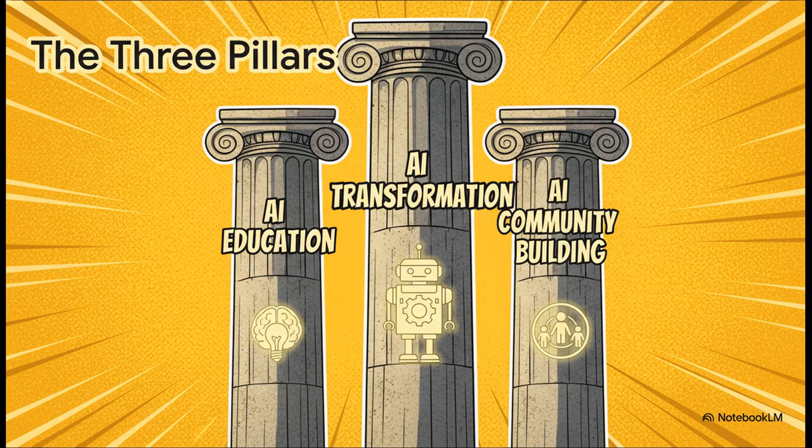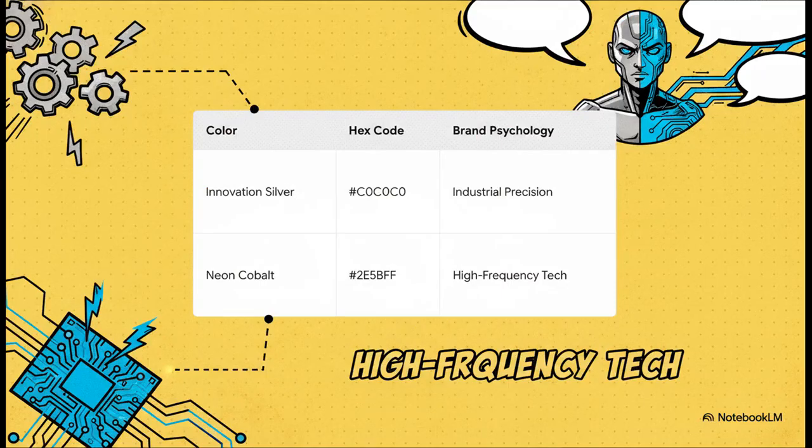The entire AI Hustle Generation brand rests on these 3 pillars, so everything they make and every adventure Skyjo goes on has to serve one of these purposes: AI education, AI transformation, or AI community building. And this is where the strategy gets really smart. The brand's colors aren't just there to look pretty in a logo. They have actual meaning. Innovation Silver stands for industrial precision. Neon Cobalt evokes high-frequency tech. And we can use these colors in Skyjo's outfits to tell a visual story.